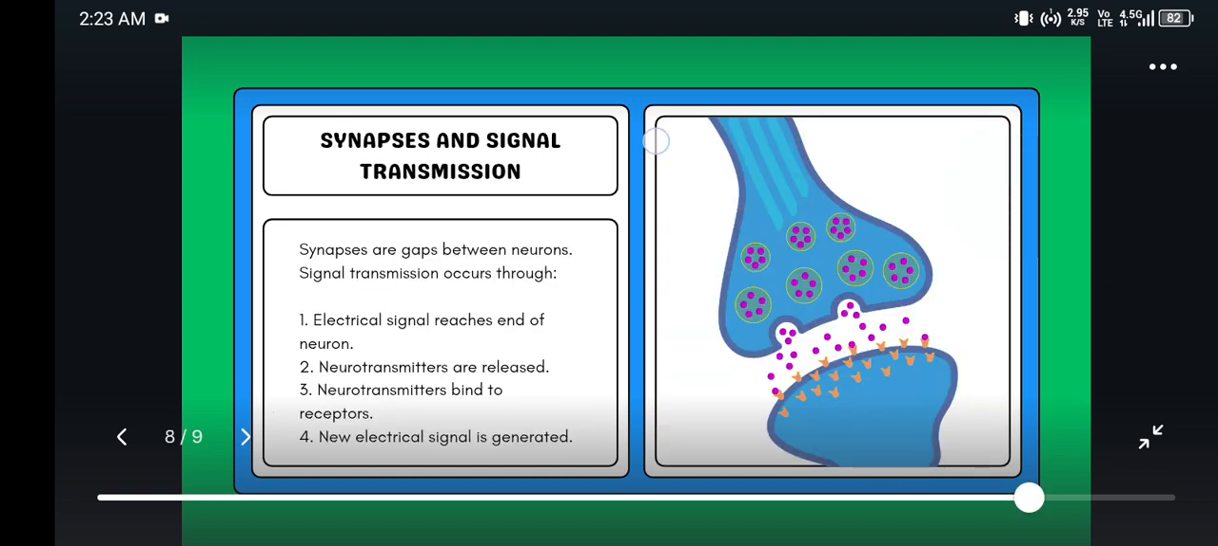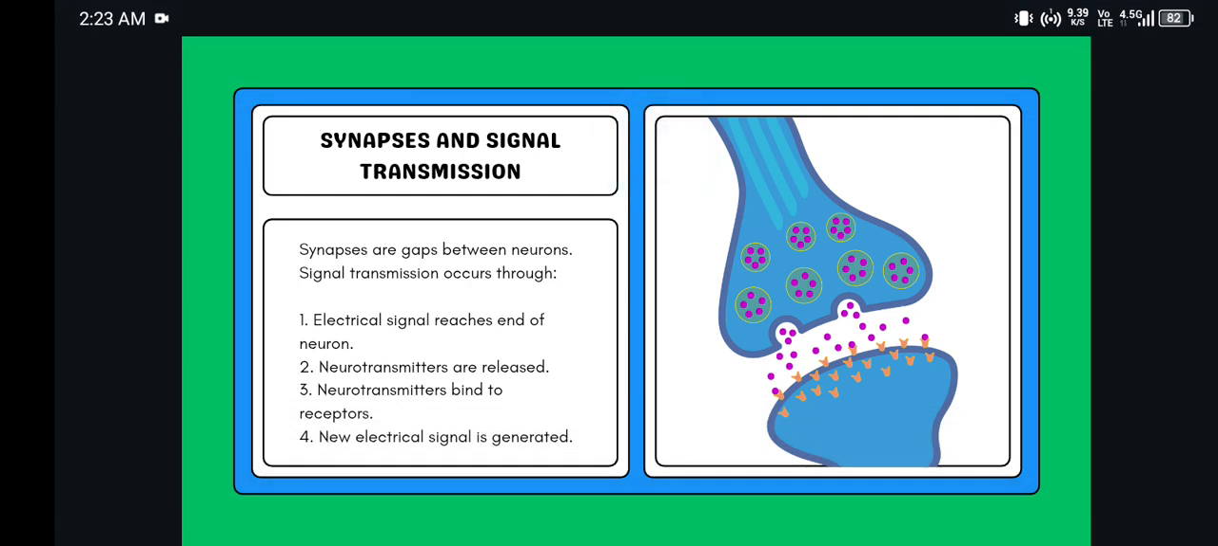Synapses and signal transmission. Synapses are small gaps between two neurons where chemical signals are transmitted. Signal transmission occurs through these four steps. First of all, an electrical signal reaches the end of the sending neuron. The neurotransmitter is released into the synapse. Therefore, from this process, the neurotransmitter binds to the receptors on the receiving neuron. I remember I clearly explained this when we were talking about hormones and the rest. We also looked at signal transmission. The receiving neuron generates a new electrical signal.